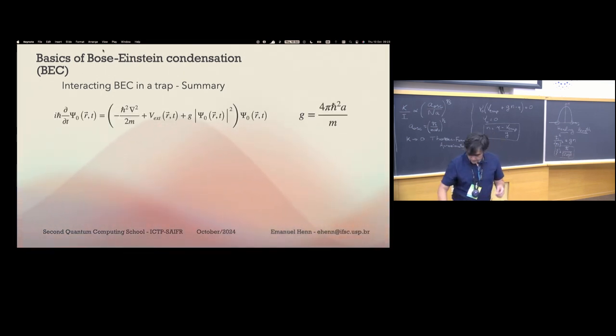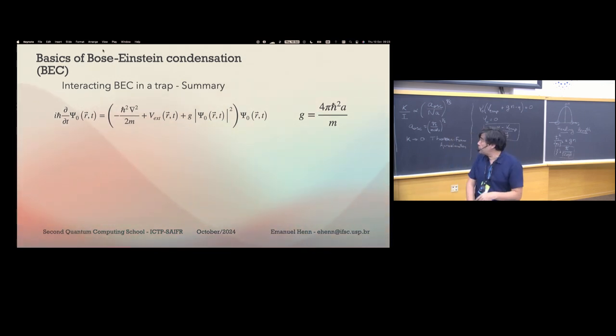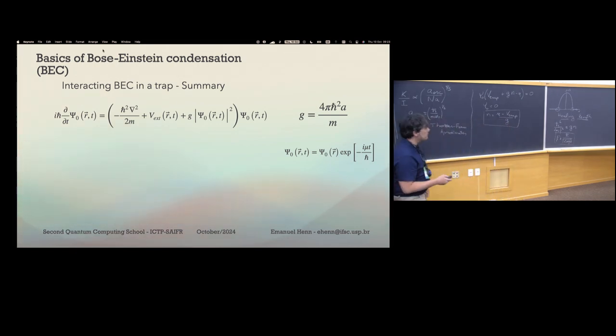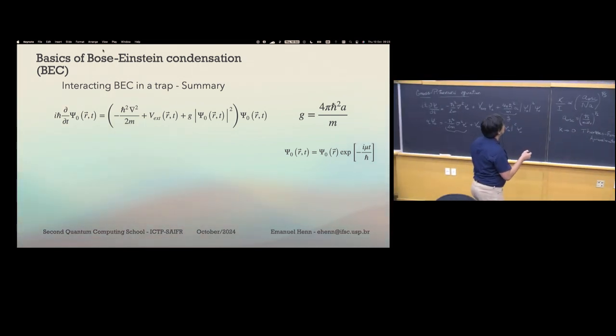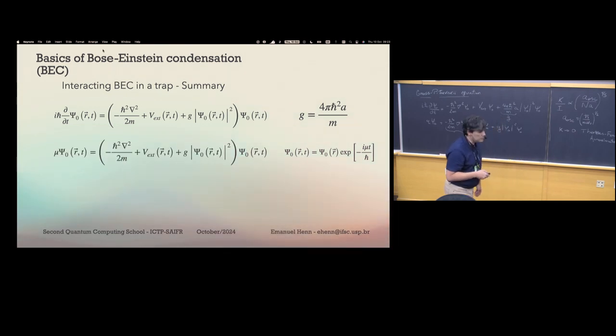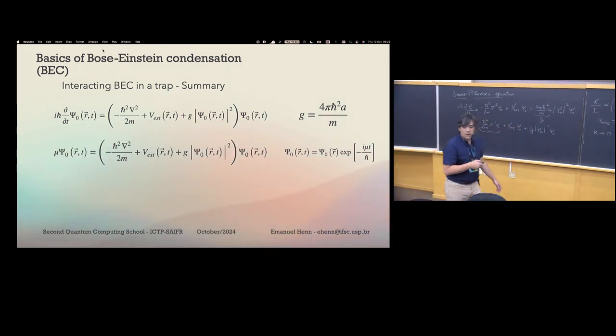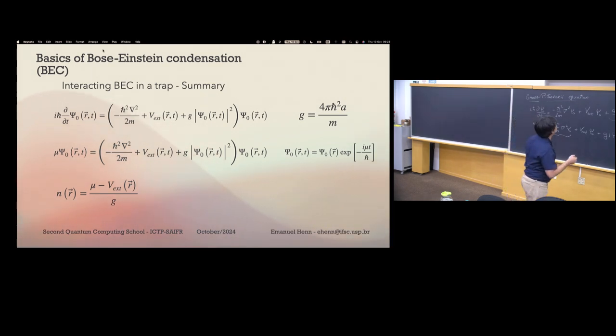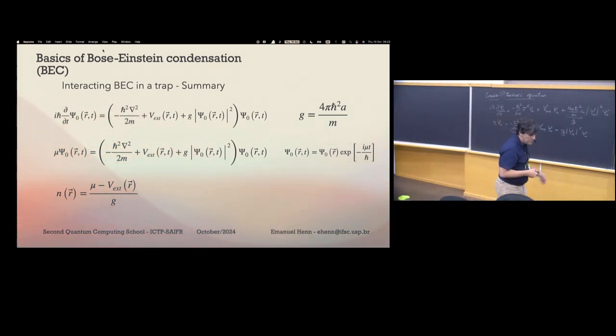So you have seen the Gross-Pitaevskii equation. Again, g is defined like that. We have plugged in the typical time-dependent solution for this, and we get the time-independent and the Thomas-Fermi solution. This is the take-home message of this part on interacting BECs in a trap. And this, of course, brings me to the end of the first lecture.